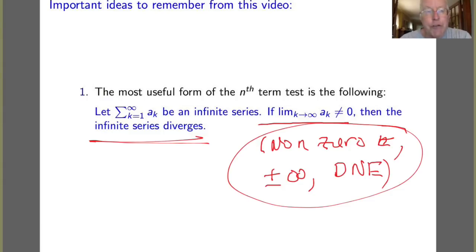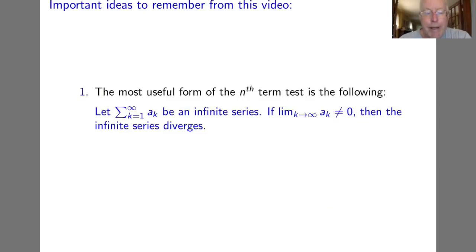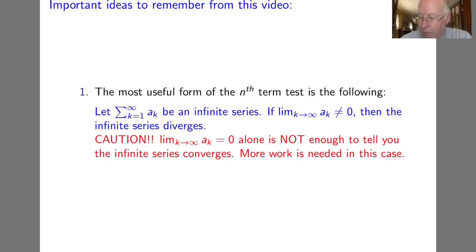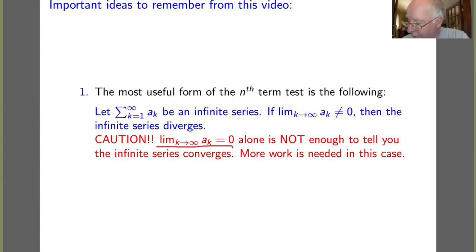This is a great fact to know, because when you identify such a series and note that the terms aren't going to 0, you can just dispense with it right away, say it diverges, and move on to the next problem. Again, be very, very careful. If the limit as k goes to infinity of a sub k equals 0, this is not enough to tell you the infinite series converges. You're going to have to do more work beyond just this knowledge.